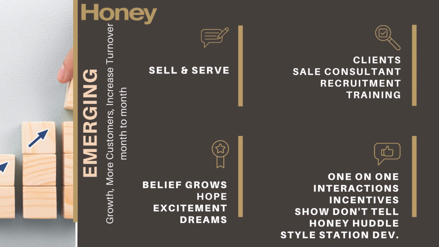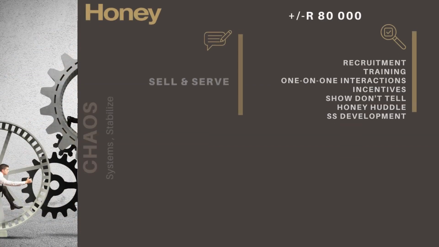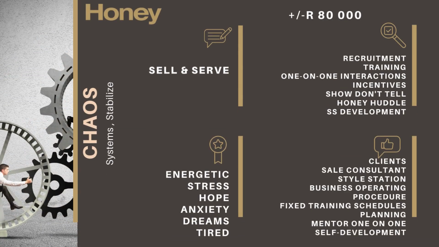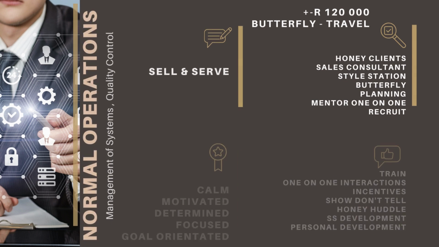Okay. So how do you get out of emerging? You start to work with higher frequency again. But the problem is it just pushes you back into chaos again. So you have to understand that in your chaos state, you have to stabilize your systems, get them all in place, and that you do by engaging with your upline mentor.